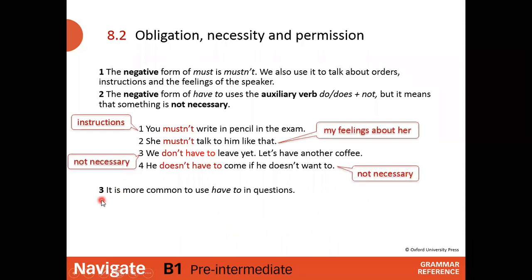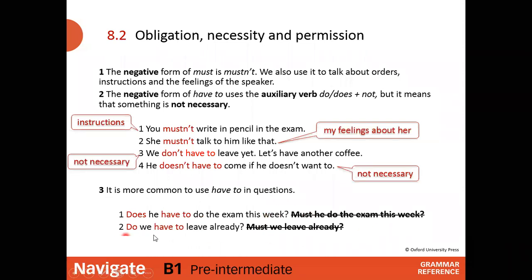Okay. Now, third rule. It's more common to use have to in questions. So does he have to do the exam next week? Not must he do the exam next week. So here you can see does he have to. So when you want to ask a question, you usually use have to in question form, not must.